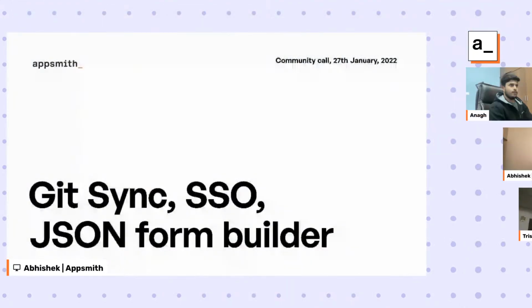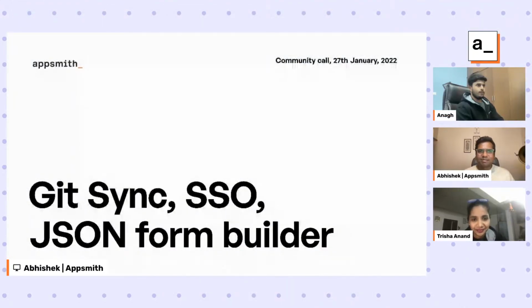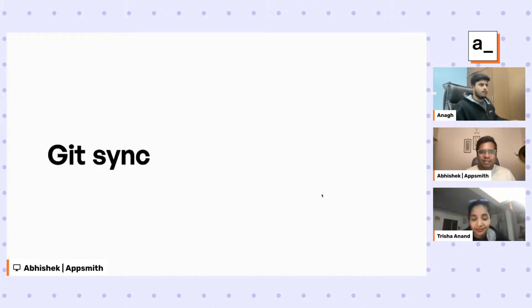So let me actually go on and share my screen and then we'll talk some more very soon. Okay, so like I said, we're going to be talking about three features today: Git sync, SSO, and the JSON form builder. First, we're going to be talking about Git sync.